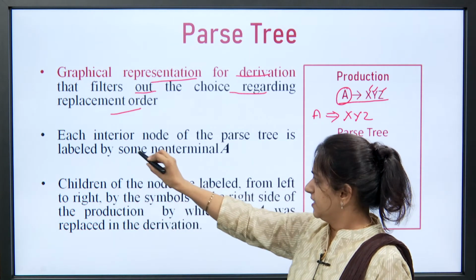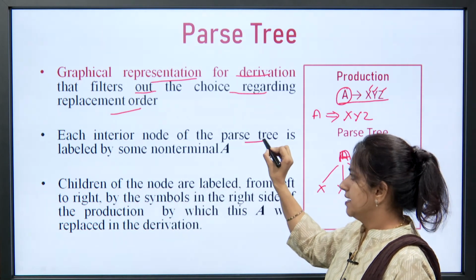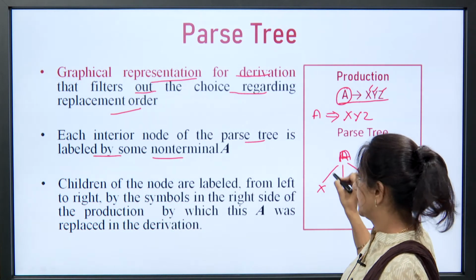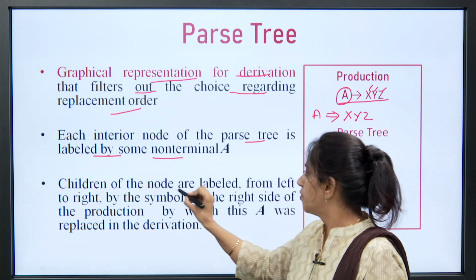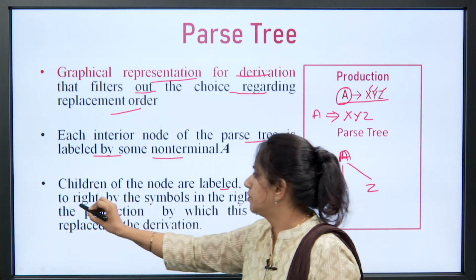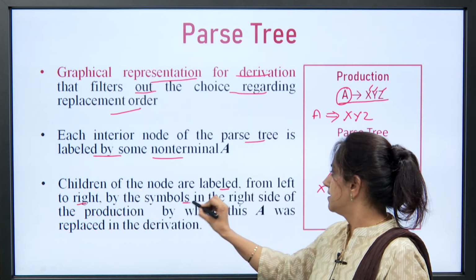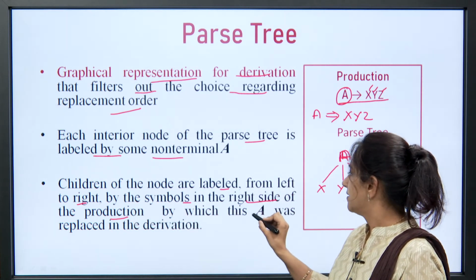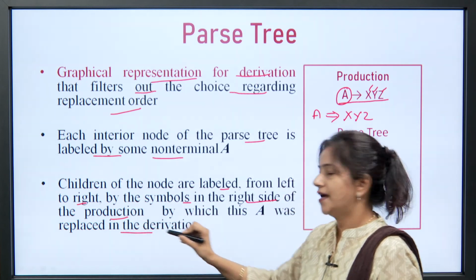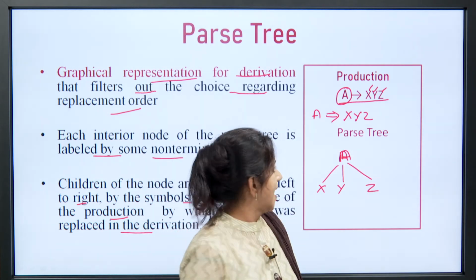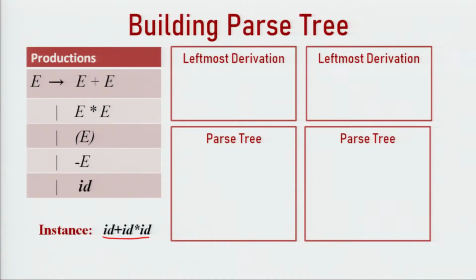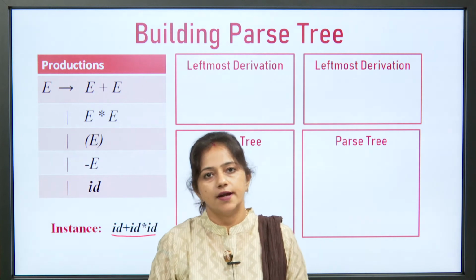Now each interior node of the parse tree is labeled by some non-terminal A, like this one, and the children of the node are labeled from left to right by the symbols in the right hand side of the production by which this A was replaced in the derivation. So this has been explained using this example. Now the next example. There are 2 important points.